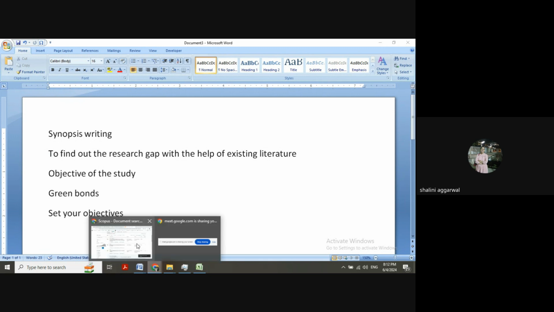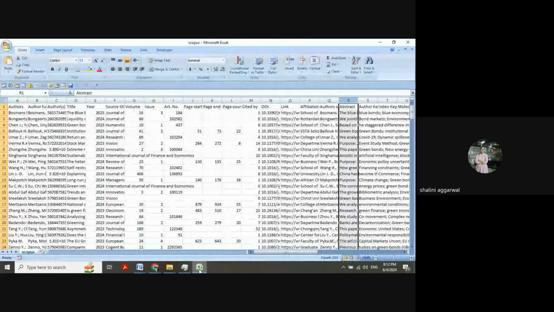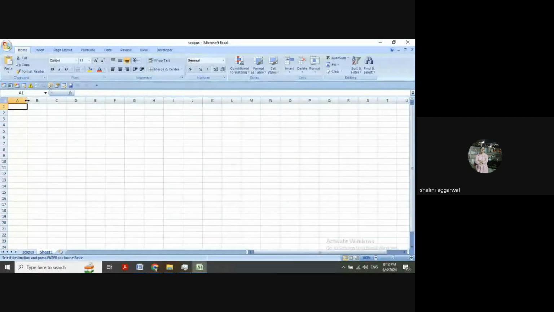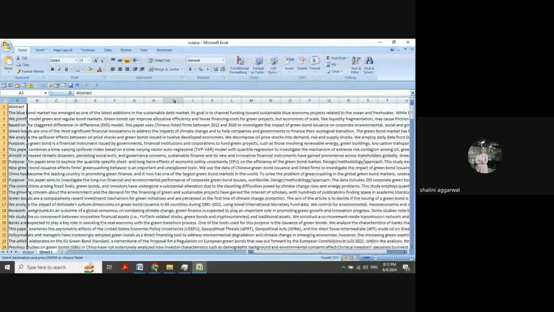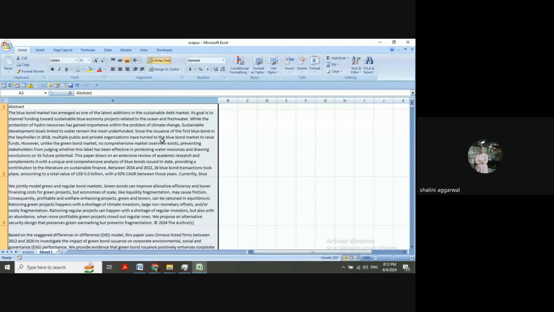You can do the literature review from this CSV file. Can you see this file? This is a CSV file of the documents on green bonds. In your literature review, you can quote all the important papers. Not all the papers might be important, because it is not possible to quote 222 papers. So you will keep only the important papers, and the rest you can delete from here.